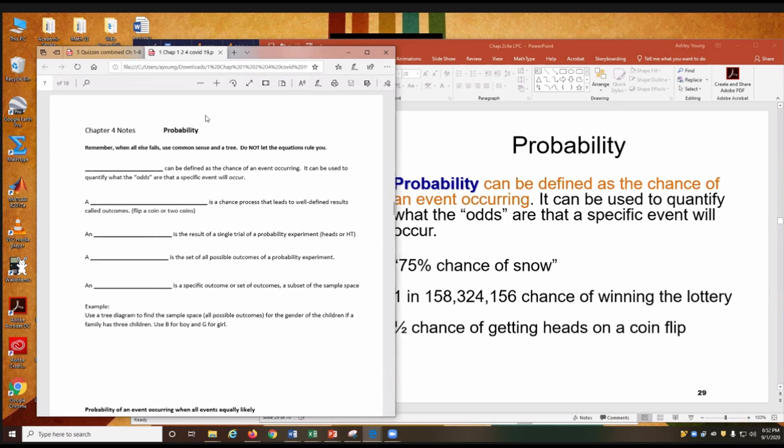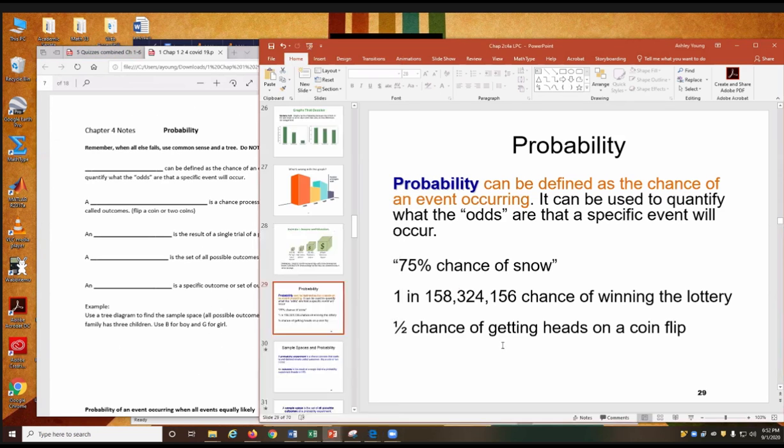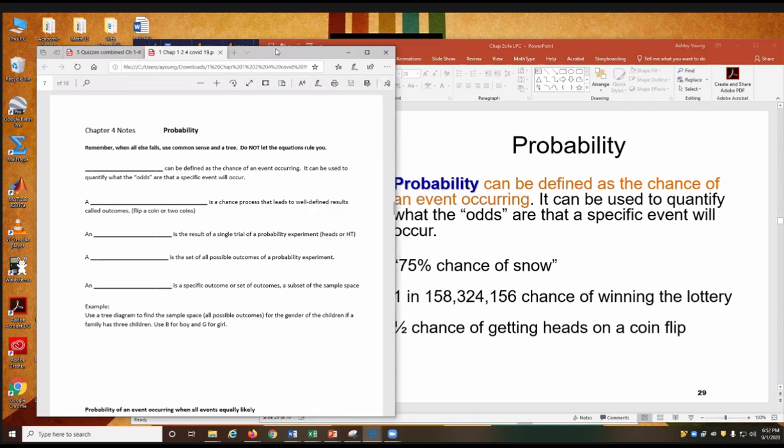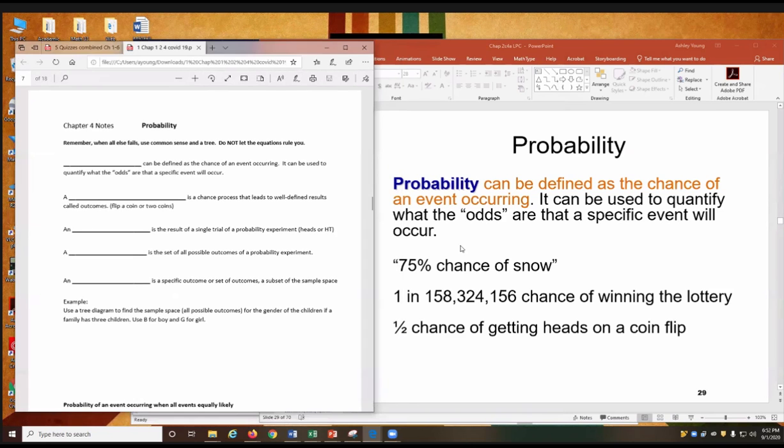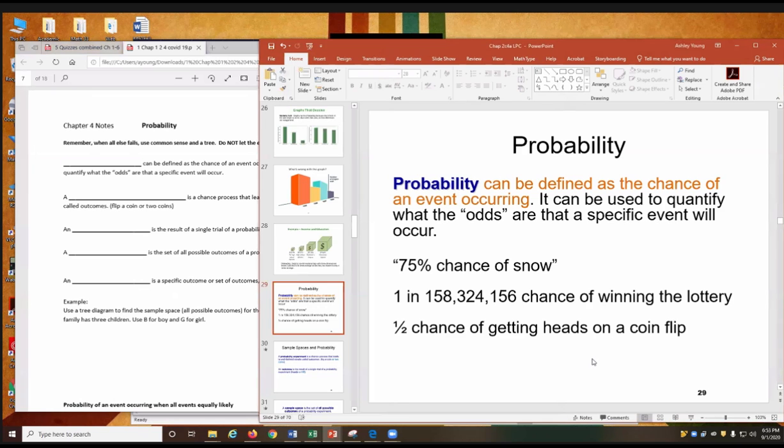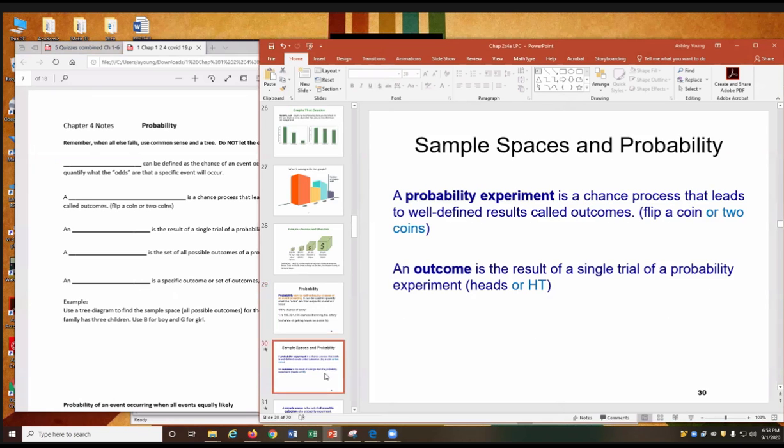Probability can be defined as the chance of an event occurring. It can be used to quantify what the odds are that a specific event will occur. A 75% chance, 1 in 168,324 probably. That's okay. Just some large number. That's okay. Keep going. It's a winning lottery. Half chance of getting heads on a coin flip. Right. So we're all pretty familiar with these sort of ideas, we've dealt with probability before. You should be filling in stuff here, by the way, just a heads up.